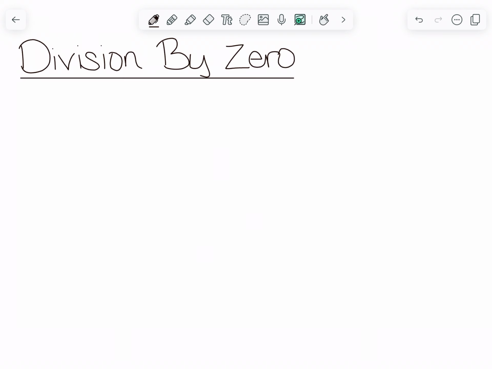Let's examine division by zero by rewriting the problems as multiplication problems. There are three different situations we should examine. Let's start with 0 divided by 5. There's nothing special about the 5. This will be dividing 0 by any whole number.